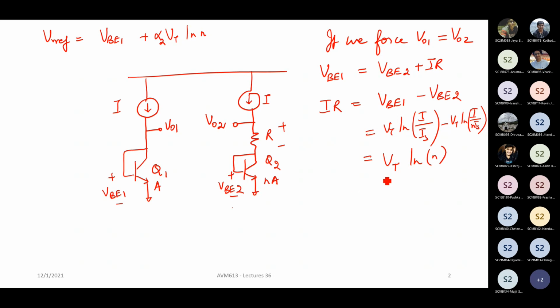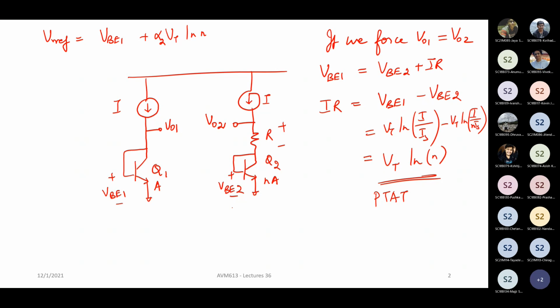Now, what is the behavior of this voltage, or for that matter, what is the behavior of this voltage here with respect to temperature? What is it? It's proportional to absolute temperature. This is a PTAT voltage, or in other words, if you were to do that, the current will end up having a PTAT behavior. Okay.